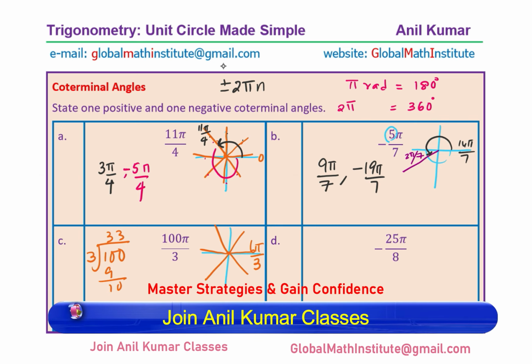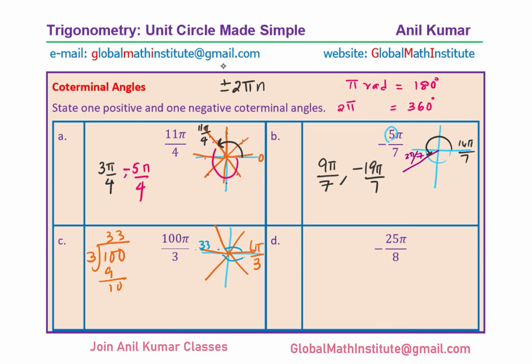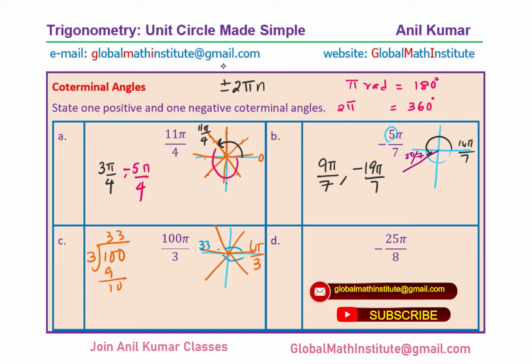So 33 means you'll go like 1 and 2. Even time you land up here and odd time you land up there. So 33 means you are here, right? And 100 is one more. That means you'll actually land up in quadrant 3. Makes sense? Try to visualize this, right?